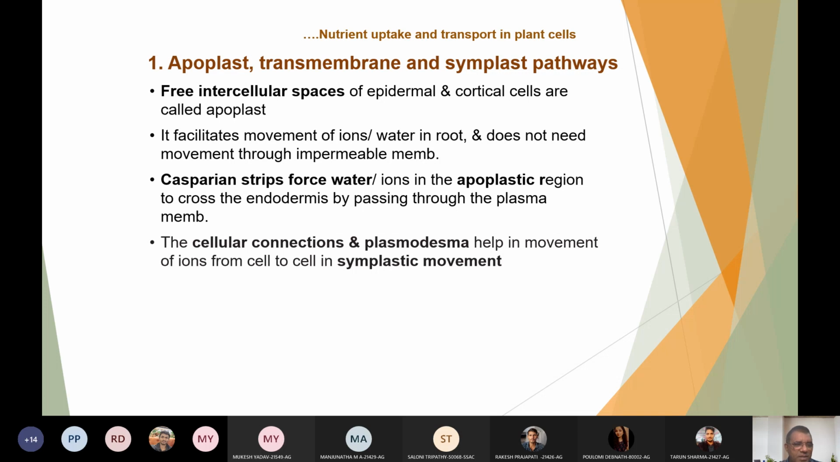The cellular connections and plasmodesmata help in movement of ions from cell to cell in symplastic movement. So the other movement is symplastic movement. That is a kind of uptake. We are considering it as uptake of the nutrient by symplastic. So here you have plasmodesmata connecting one cell to another cell.